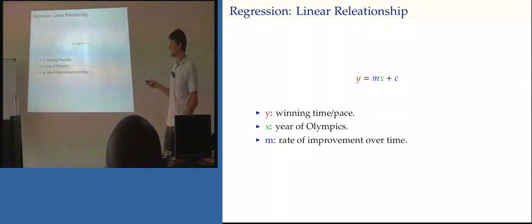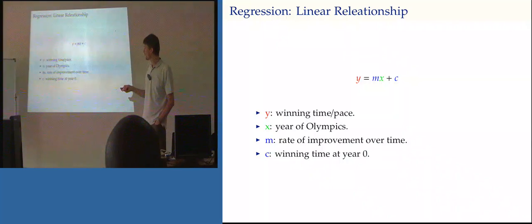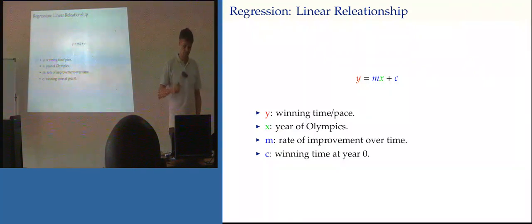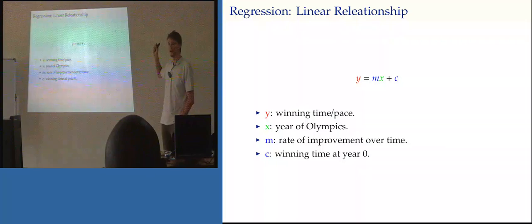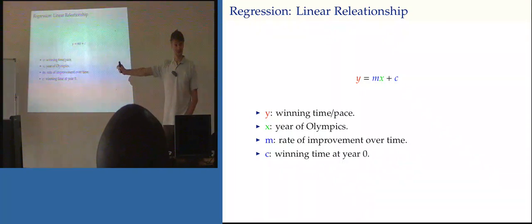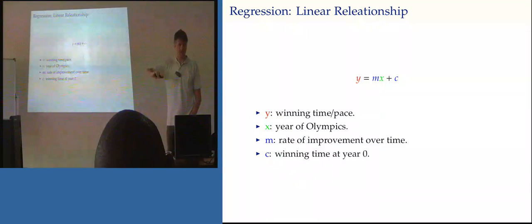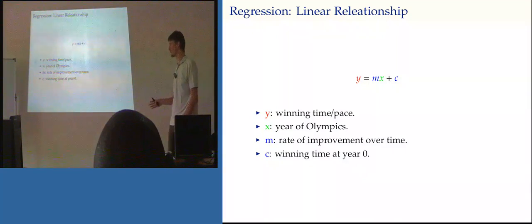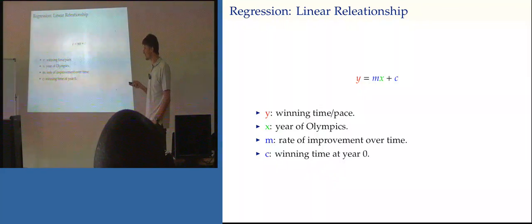And then c is the offset, and c has the interpretation of what the winning time would have been at year 0. Because of course if we put x equal to 0, so this is the marathon run in the time of the birth of Christ, then c tells us what that marathon time would have been. Yeah? It extrapolates back. Of course, there's all sorts of assumptions, and I doubt it's going to give us the right marathon time, but that's what the interpretation of these parameters is in the model.